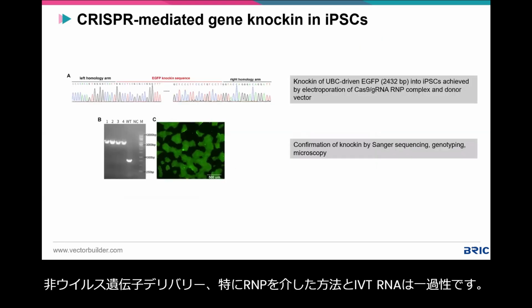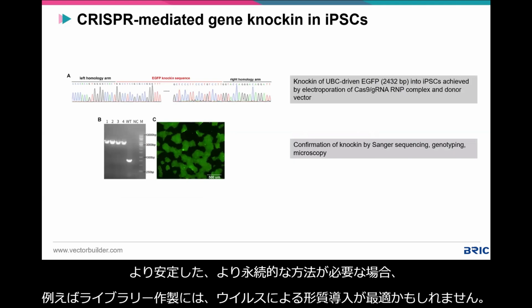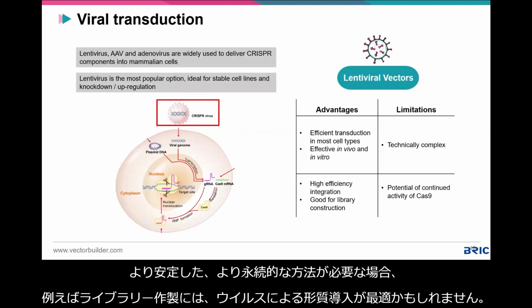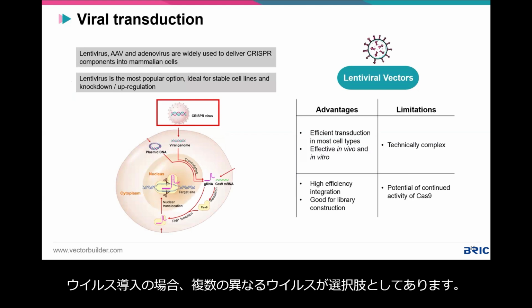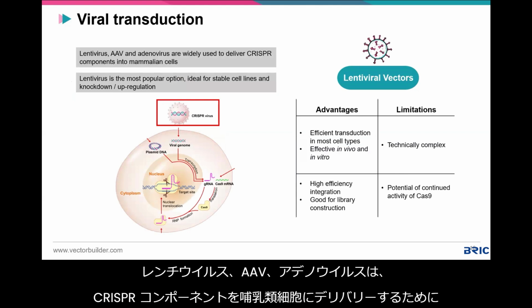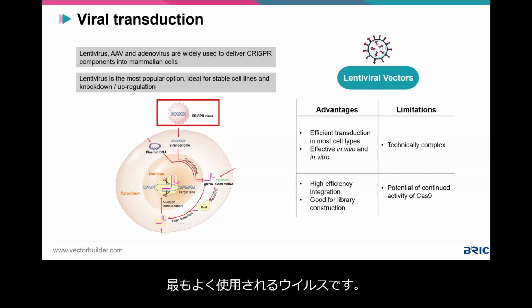So the non-viral methods that I talked about, especially the RNP-mediated method and IVT-RNA, they're transient. And if you are looking for something a little bit more stable, a little bit more permanent, for example, creation of libraries, then a viral transduction might be the way to go. So within viral transduction, there are multiple different viruses that are available. There's lentivirus, AAV, and adenovirus are the most popularly used viruses to deliver the CRISPR components into mammalian cells.